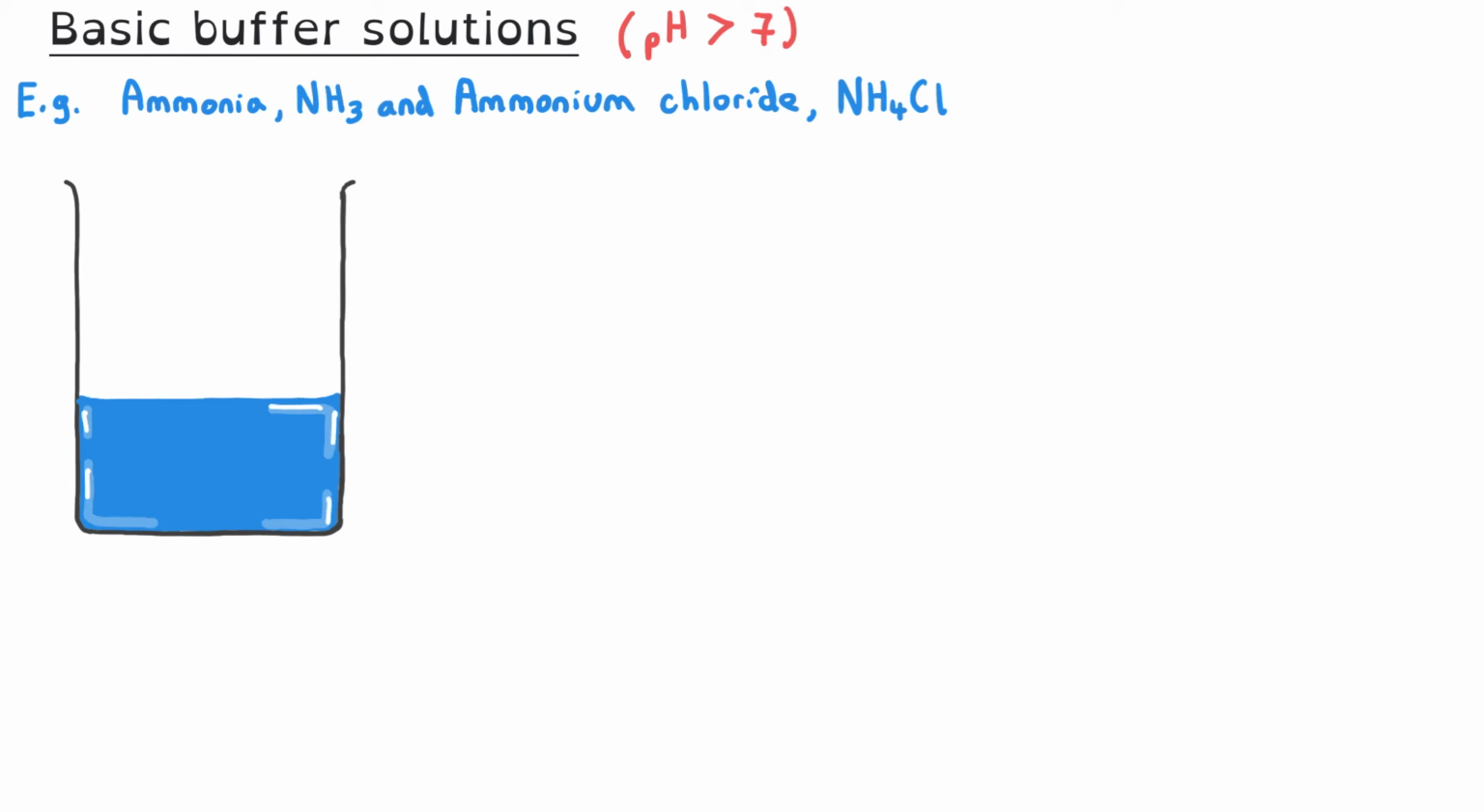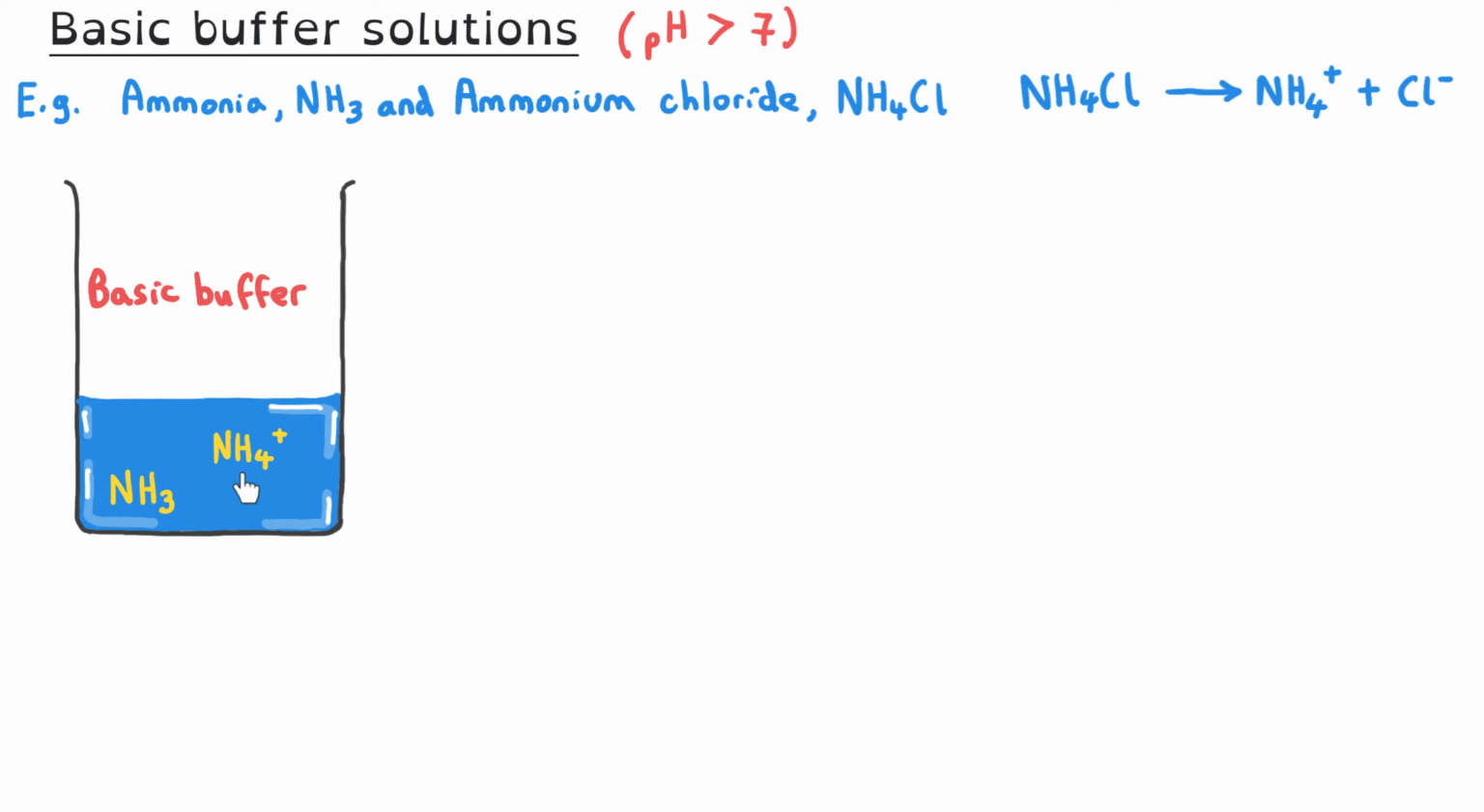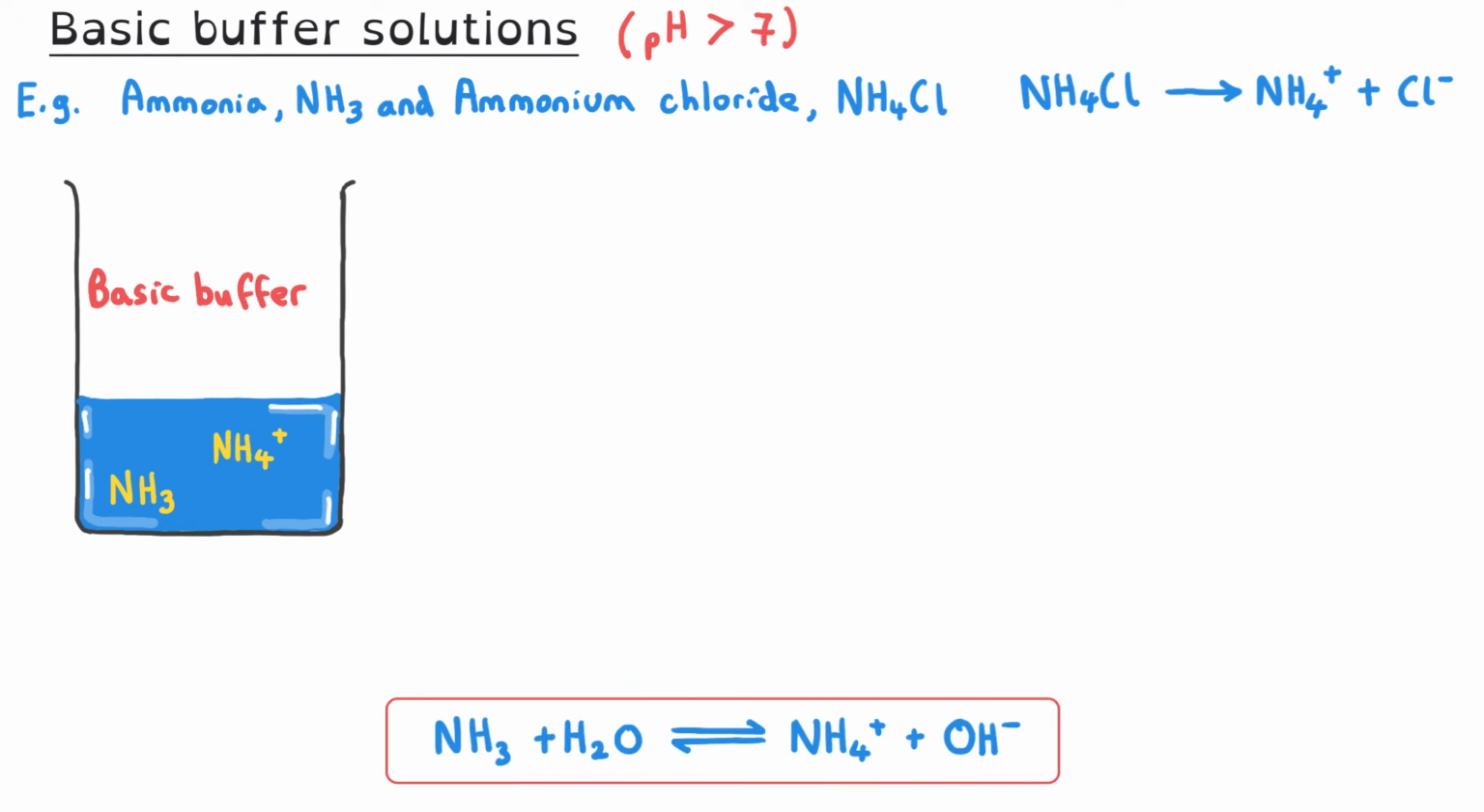By far the most common basic buffer involves ammonia as the weak base and ammonium chloride as the salt. And this strong salt fully dissociates into ammonium ions and chloride ions. So this basic buffer would contain lots of unreacted ammonia, lots of ammonium ions from the salt. And since ammonia is a weak base, it will have an acid-base equilibrium with water. And the position of this equilibrium will lie heavily to the left-hand side, but there will still be enough hydroxide ions to make the solution basic. In other words, have a pH greater than 7.